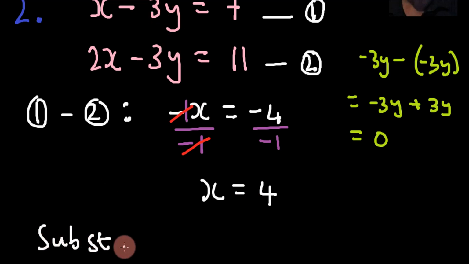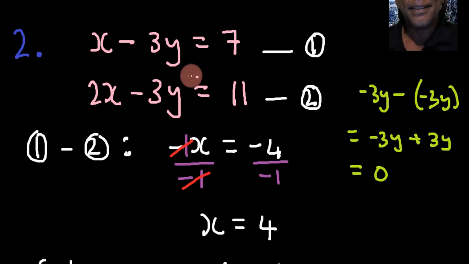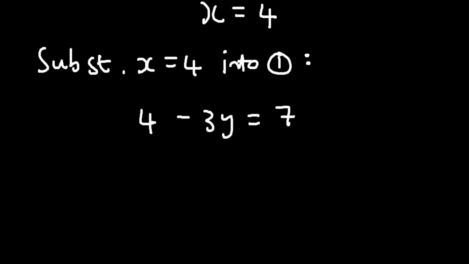So let's substitute x equals 4 into equation 1. We have x minus 3y equals 7. So that means that 4 minus 3y equals 7. And we can solve for y. We can take the 4 to the right-hand side and we'll have 7 minus 4, which is 3.